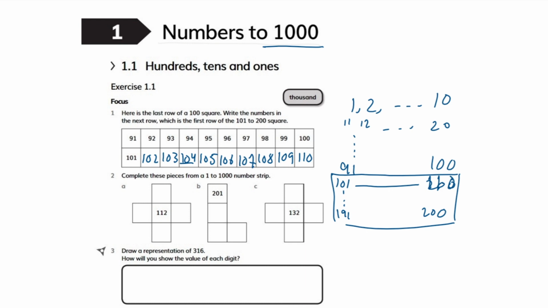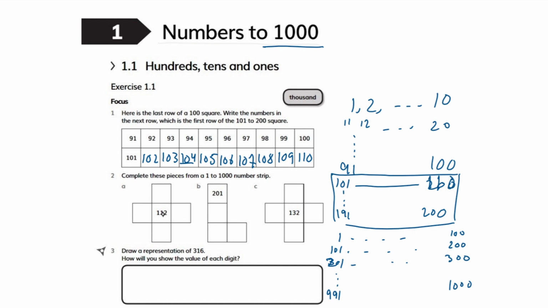In the second question, it says, complete these pieces from a 1 to 1000 number strip. In 1 to 1000, we start with 1 and the row ends with 100. Then 101, the row ends with 200. 201, the row ends with 300, and so on up to 991 and 1000. So all the numbers come in order over here.